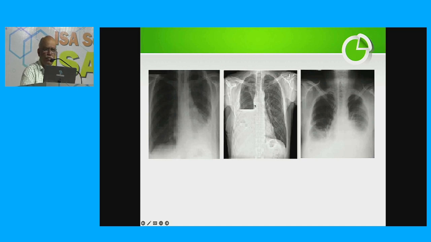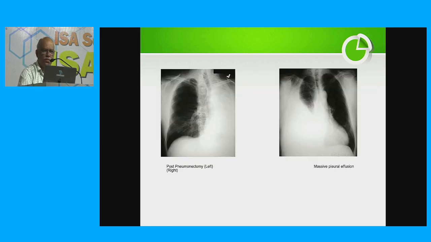Next, three films are there with blunted cardiophrenic and costophrenic angles. First is a chest radiograph, AP view, showing left-sided blunted costophrenic and cardiophrenic angle, suggestive of left pleural effusion. Second is a chest radiograph, posterior-anterior view, showing a right-sided air fluid level, suggestive of hydropneumothorax. Third is bilateral. Because the time is getting over, I'll just make it quick. This is a massive pleural effusion or a post-pneumonectomy, massive whiteout of the whole lung.